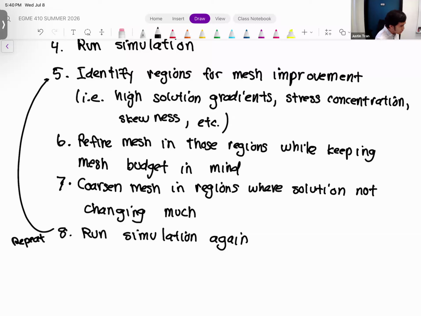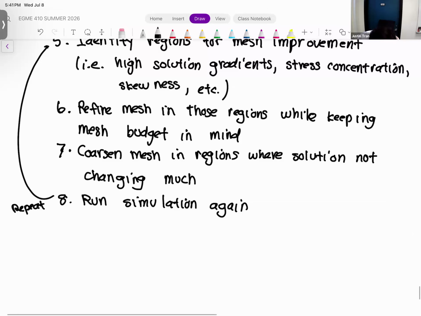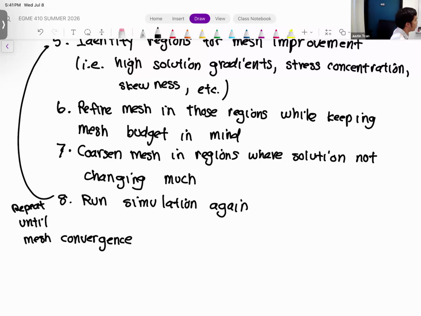And eventually, you're going to reach a state of mesh convergence, which we probably won't have time to talk about today. Or maybe we will. Maybe that'll be the last thing that we talk about today. Yeah, let's do that. Let's talk about mesh convergence today, and then we'll talk about the rest of the topics tomorrow. I think mesh convergence is a very fitting topic, a nice topic we can talk about for the last 10 minutes before we head out.